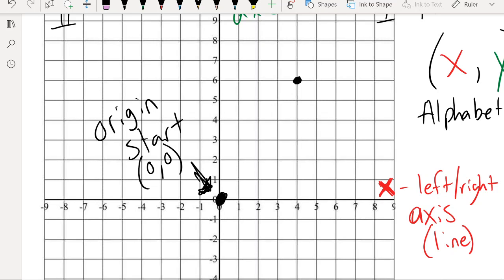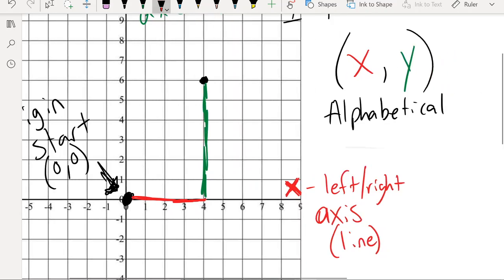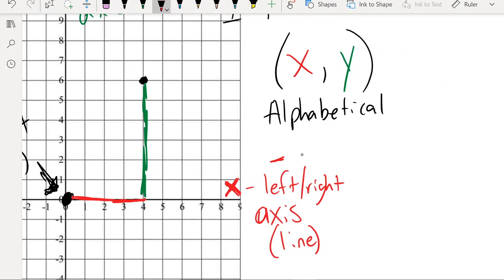All right. The other way that I can do this is I can move this way. I'll say this is red, so this is red for x. I can move this way, and then I can go this way. And since I've said x is moving left and right, then I can say that left is negative and right is positive. That way I know which one is which.